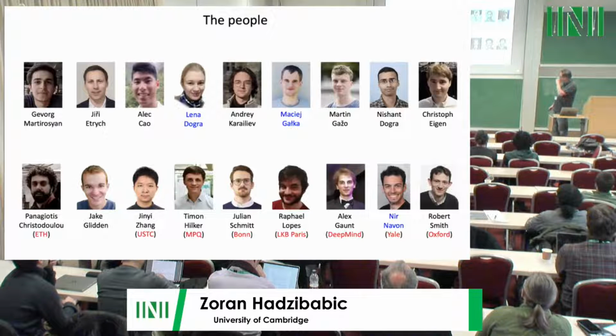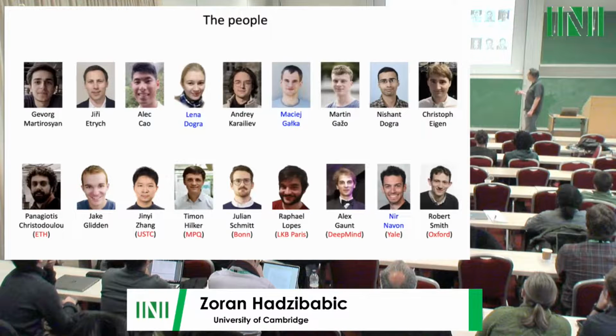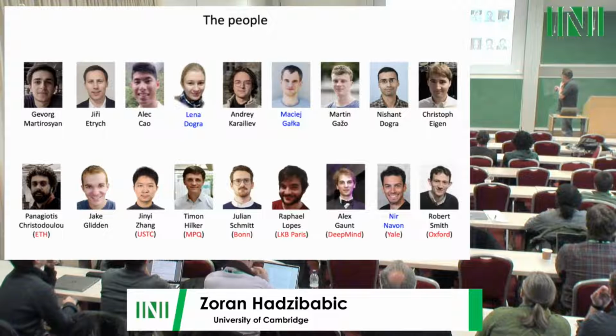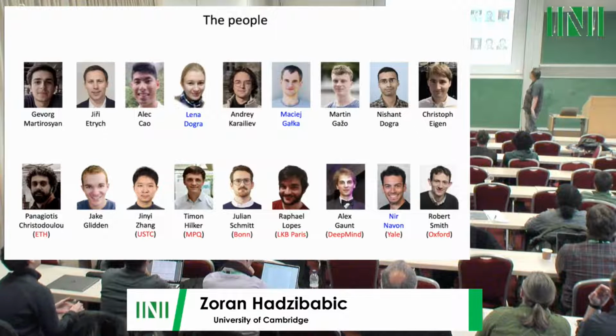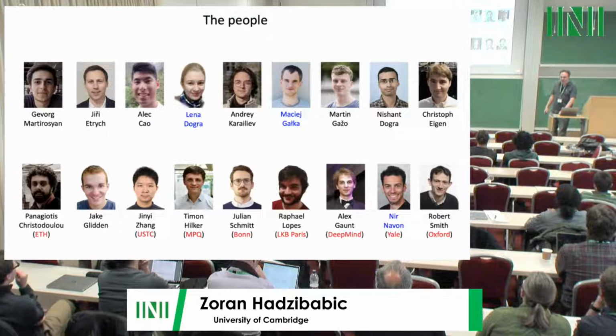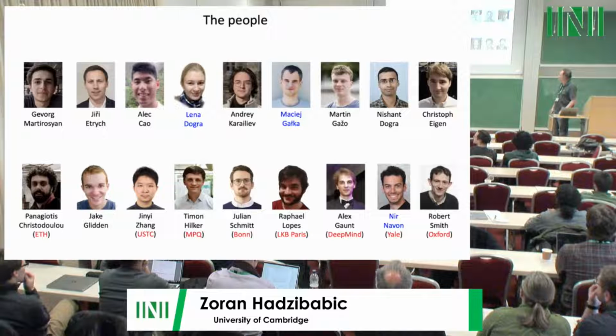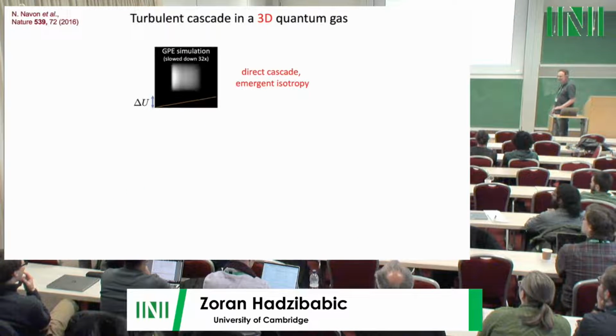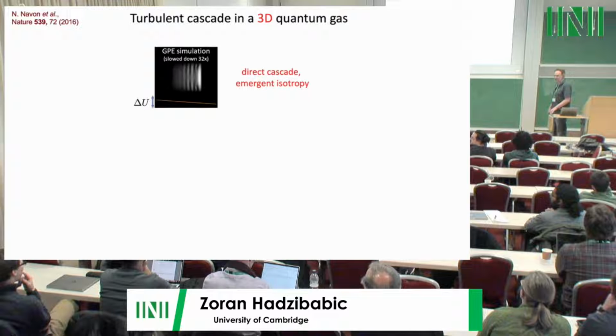Those are the inanimate tools, and these are the people who actually do the work. Quite a few have contributed since we started the studies of turbulence about 6 or 7 years ago. Many of them are gone. In particular, we started this with Nir, who now has his own group at Yale, and the two experiments that I will mostly talk about are the final PhD projects of Lena Dogra and Maciek Galka. Maciek is here and can answer hard questions.